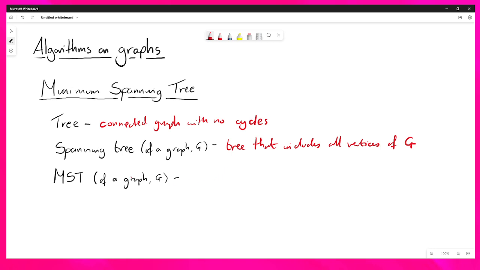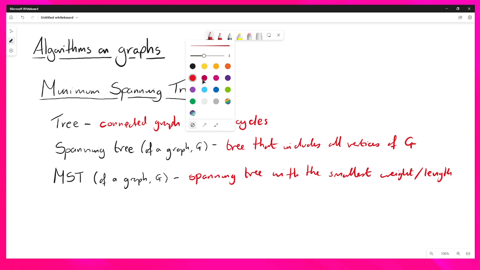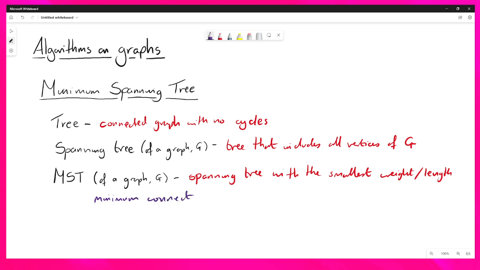And unsurprisingly, the minimum spanning tree, which often gets abbreviated to MS tree, is the spanning tree with the smallest weight, or length. Now sometimes minimum spanning trees can also be known as minimum connectors. So if you see that phrasing, it just means the minimum spanning tree.